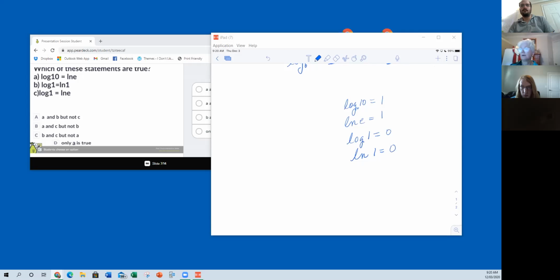So A would be true. Log 10 and ln e are both 1. And B would be true because log 1 and ln 1 are both 0. So it would be A and B, but not C, because log 1 is 0 and ln e is 1, so they don't equal each other.